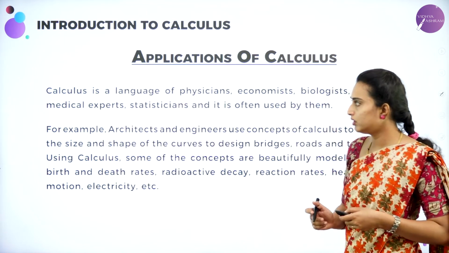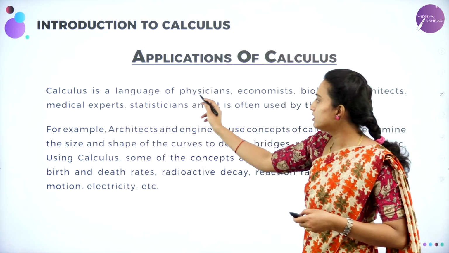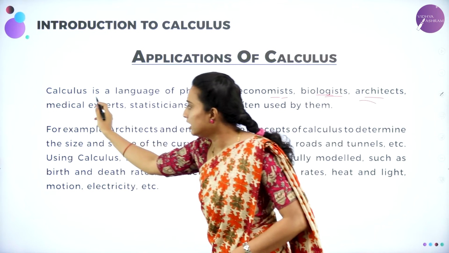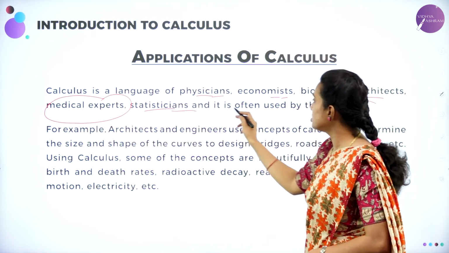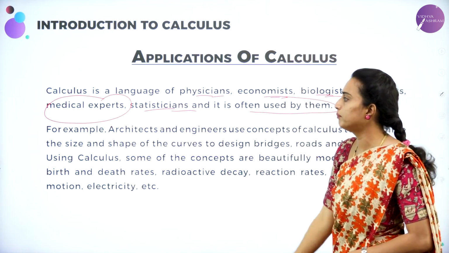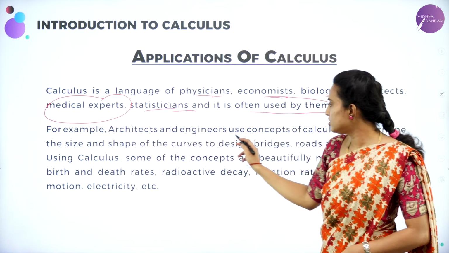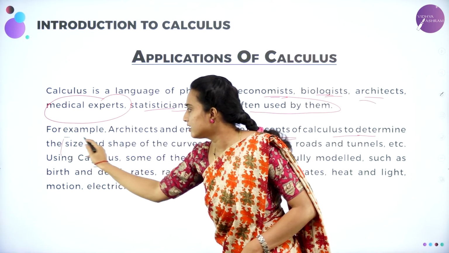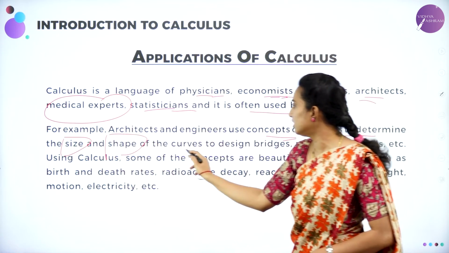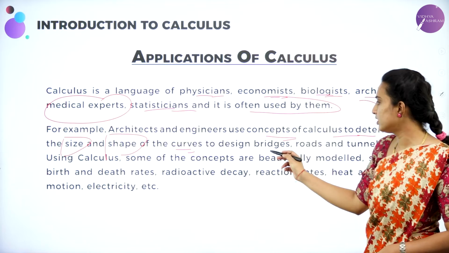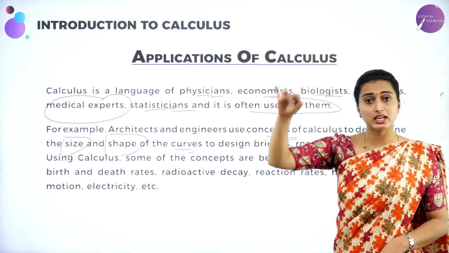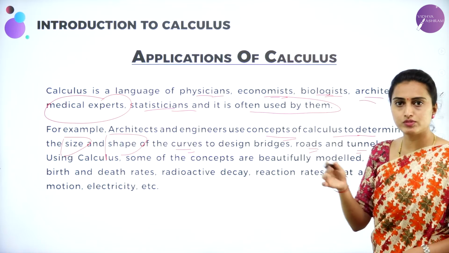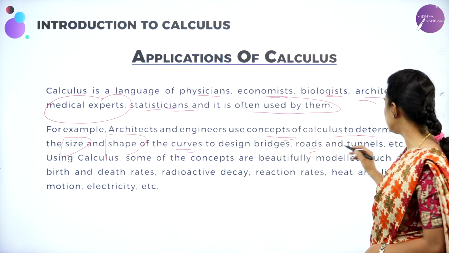Next we'll move on to applications for physicists, economists, biologists, architects, medical experts and statisticians, who often use it. For example, architects and engineers use the concept of calculus to determine the size and shape of curves, to design what? To design bridges, roads and tunnels. Here and in many places we are going to use calculus.